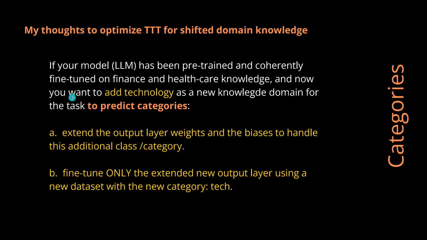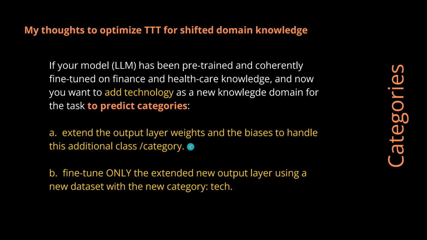You could fine-tune the complete system, of course, but I think a cost-optimized version would be to go to T3 in the inference run, understand that it's only a shifted domain knowledge as technology. You have technology in healthcare, in finance, and in end. So I would now go forward, and I have to do the test myself, to extend the output layer weight structure and the biases to handle additional classes, additional categories.